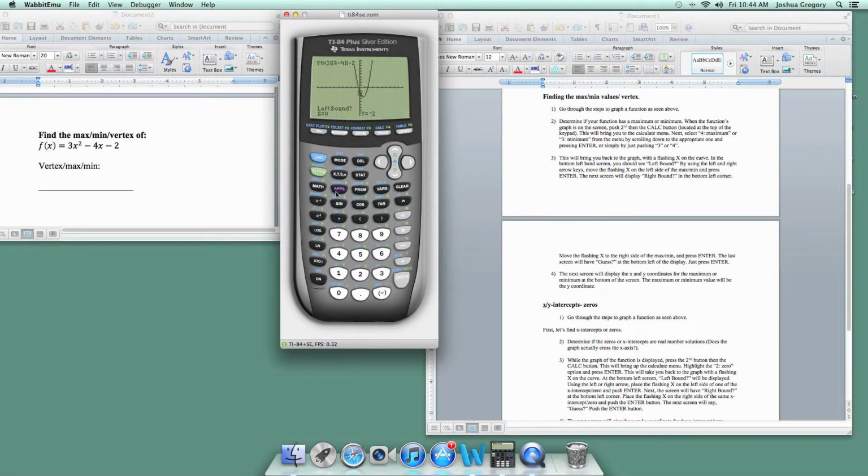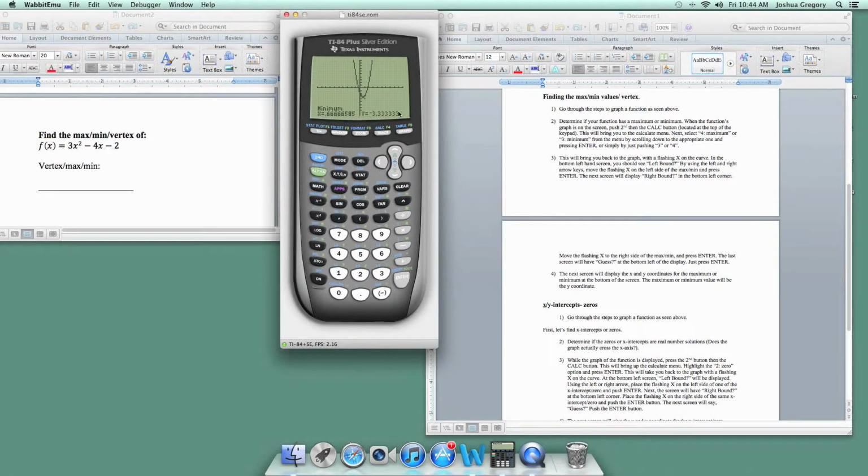Push enter. First screen is going to take you back to your graph, and it's going to say left bound with a question mark. It's asking for the left side of the vertex, and if you notice there's a flashing X on the screen, we're going to take this and go to the left side of that vertex. So that bottom, the valley there, we're going to go on the left side of it, and we're just going to push enter. Then it's going to ask for right bound, so you take your flashing X to the right side of the vertex, and push enter. It's going to bring up this option here that just says guess, and we're just going to push enter here. And this is going to take us straight to the minimum value.